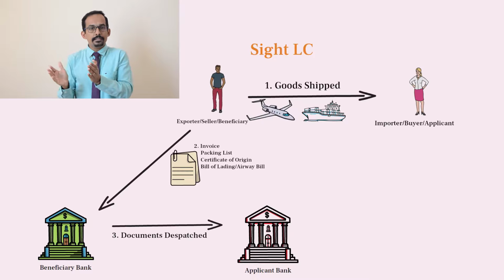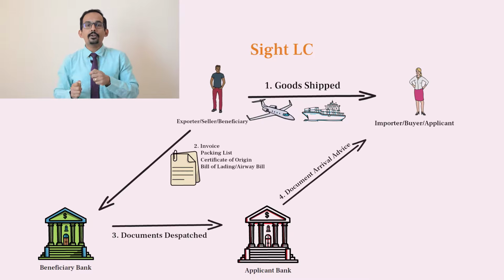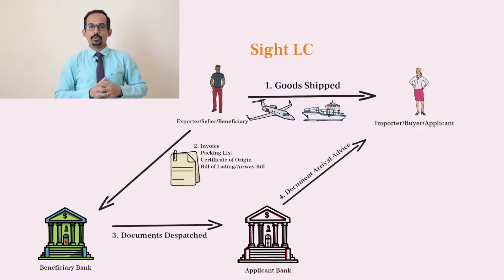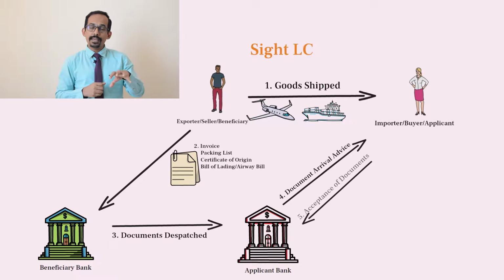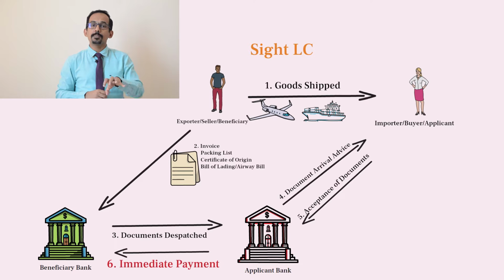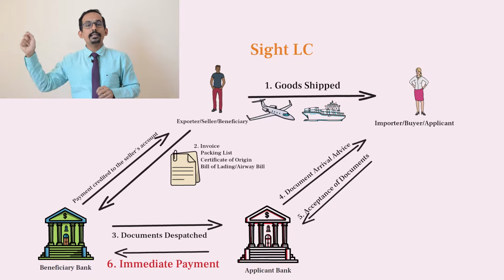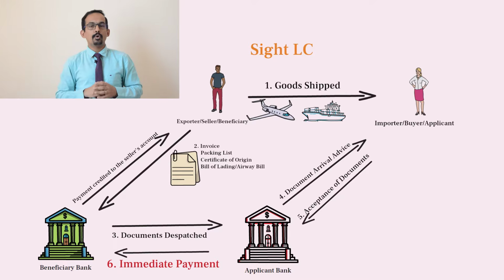The applicant bank checks these documents and gives a document arrival advice to the importer. In order to collect these original documents from the bank, the applicant needs to give his acceptance of these documents. Once the acceptance of these documents is made, immediately the payment is transmitted from the applicant bank to the beneficiary bank, and the beneficiary bank credits the beneficiary's bank account with the amount of the trade transaction. So in a sight LC, immediately upon acceptance, the payment is transmitted.